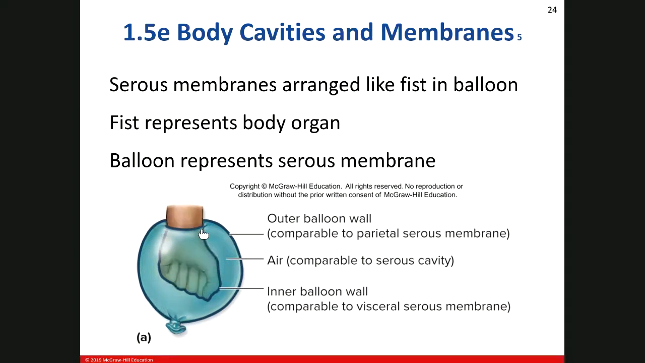So the part of the balloon that directly covers your fist is an organ, that's going to be the visceral layer. And then this outer part that we see is the parietal layer. So you can see there's a space in between those two layers. That's going to be the serous cavity, and that's where you'll have that fluid.